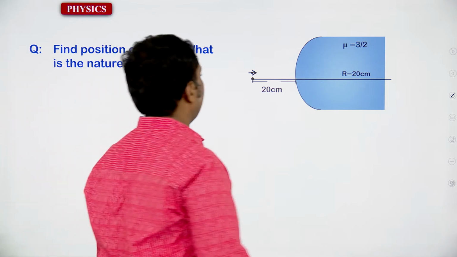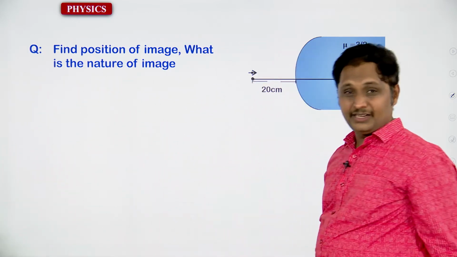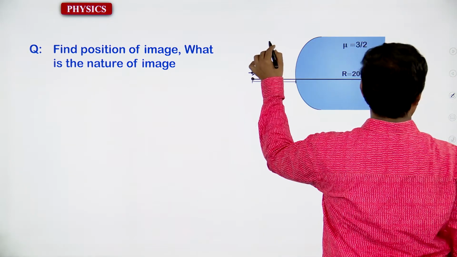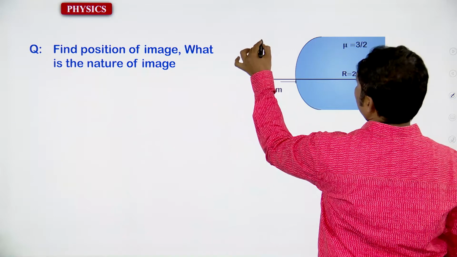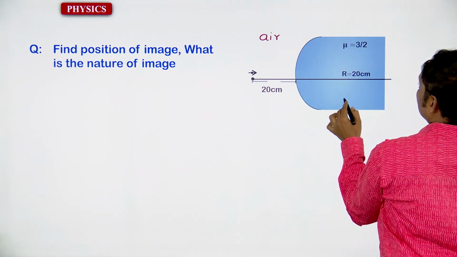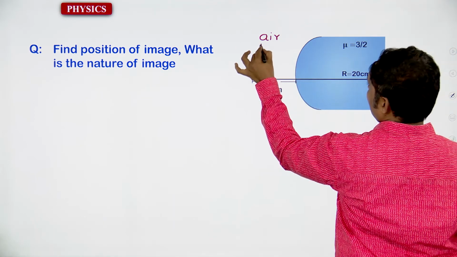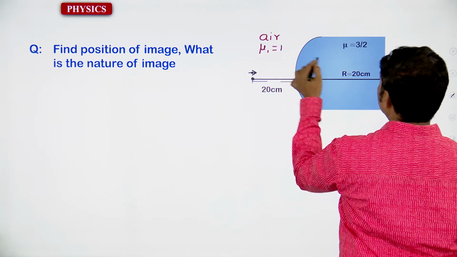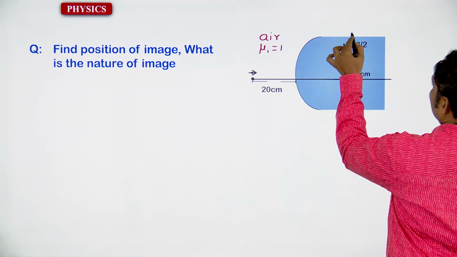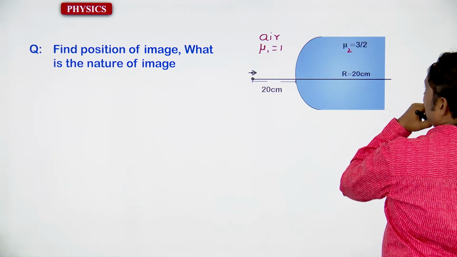Yes, everyone has to identify that. While looking into that matter, you have to confirm this is going to be the air medium, and this is going to be the glass medium. So mu1 is equal to 1, and this is going to be mu2, which is going to be 1.5.